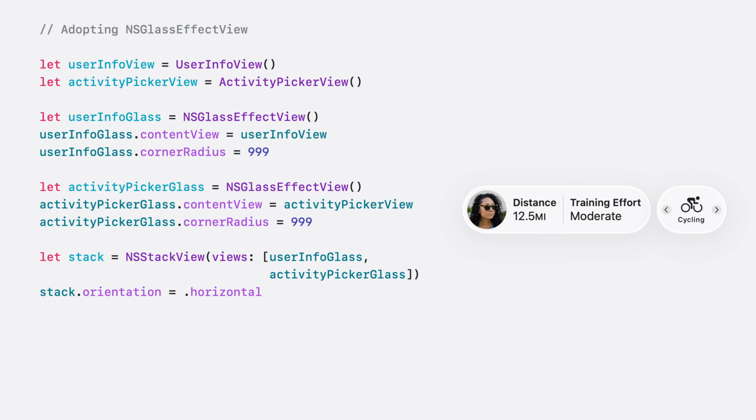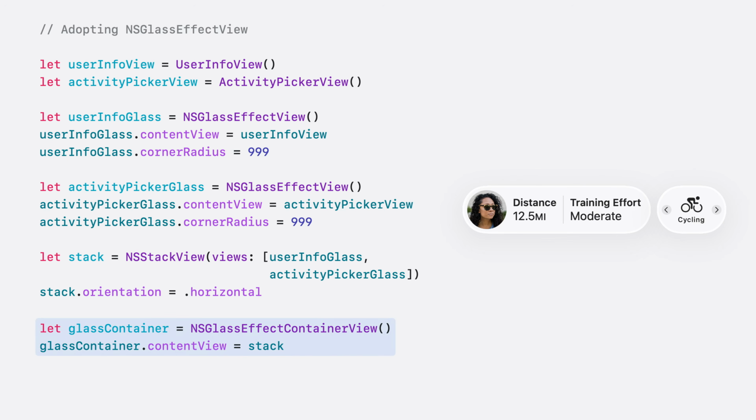Revisiting the sample from earlier, these two glass effects are part of a logical group, so they need to be inside a glass effect container. It's straightforward to set one up. In this example, I create an NSGlassEffectContainerView and set the stack view as its content view. The container and its content view are also constrained together using auto layout, so I can cleanly swap this container into my existing layout. The liquid glass material is a powerful tool for elevating your app's key controls and enabling your content to flow seamlessly from edge to edge. It's a great way to highlight the functionality that makes your app unique.